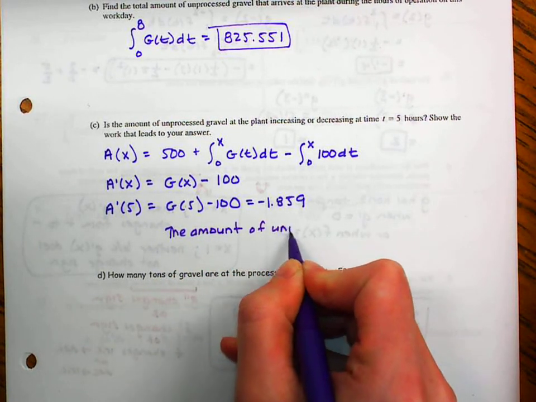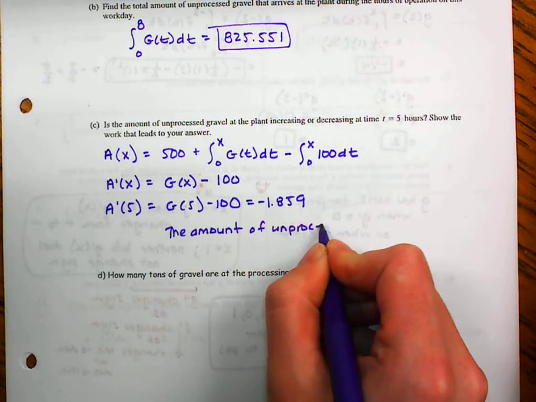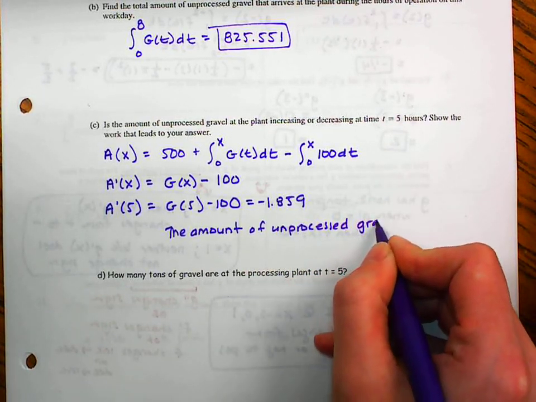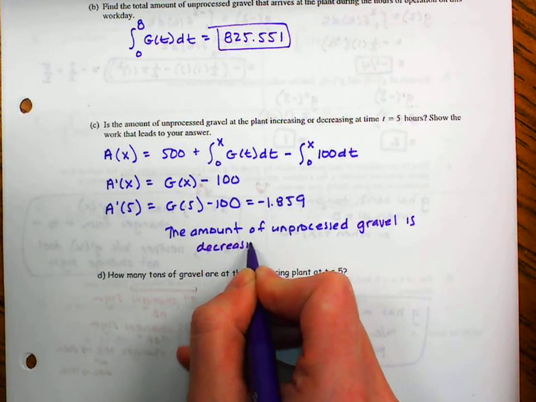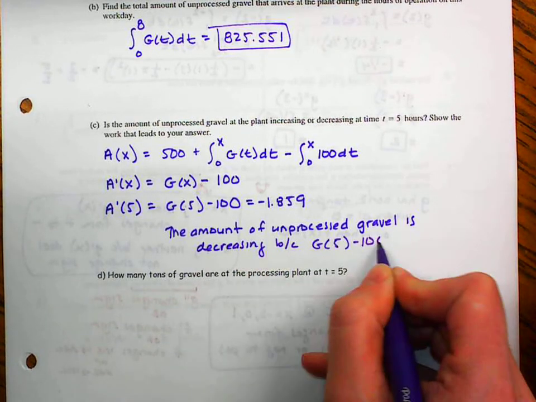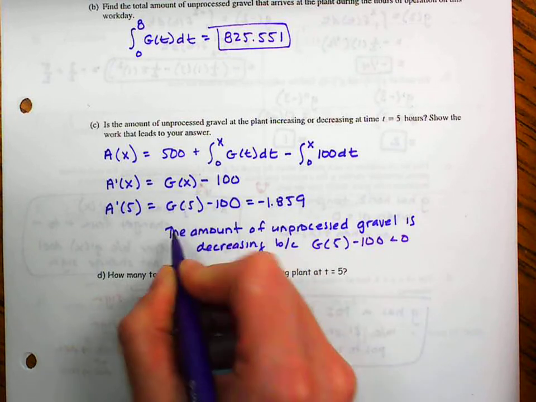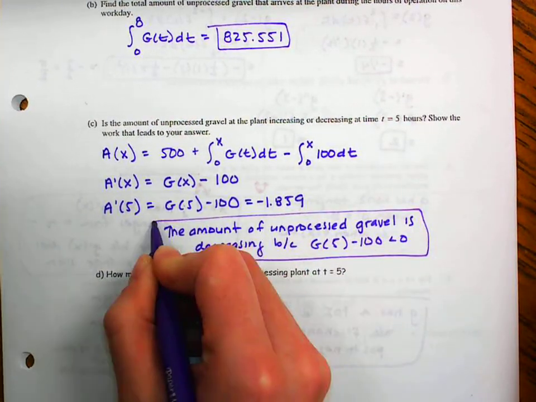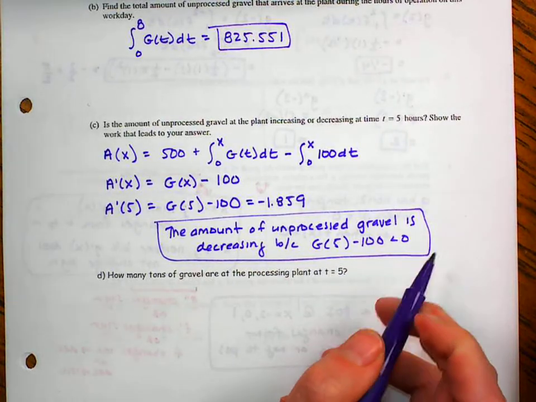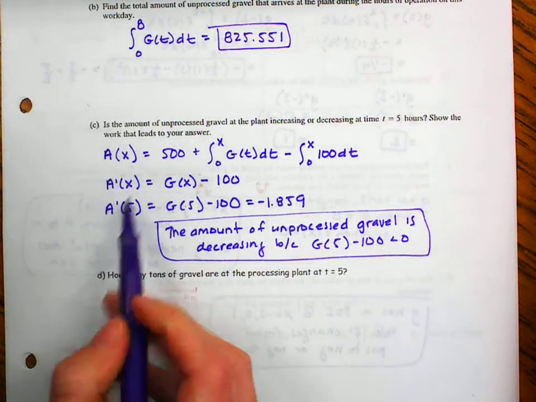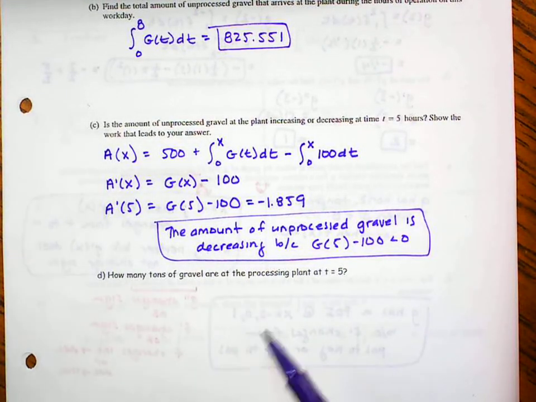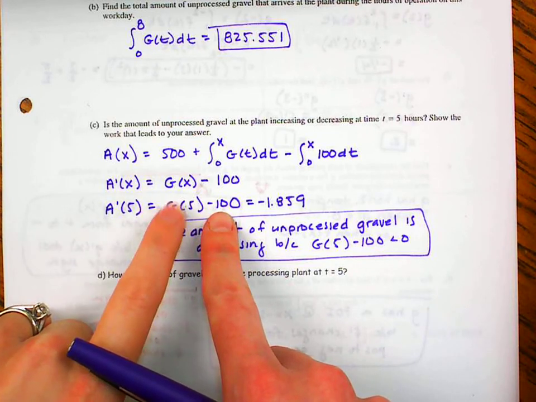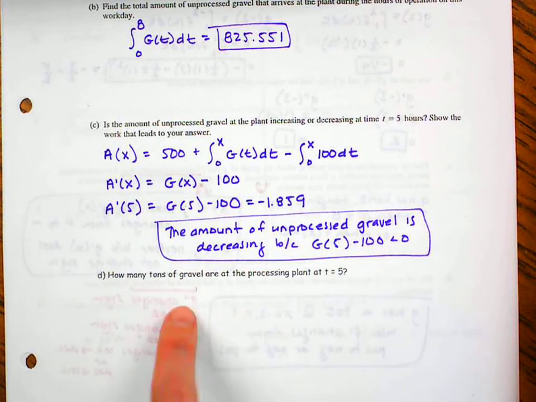So I can say the amount of unprocessed gravel is decreasing because minus 100 was negative. Now there's a couple different ways you could write this. You could say because G of 5 was less than 100. Because we've defined what A is, technically I think we can just say because A prime of 5 is less than 0, but I would use the information they gave you. I want to talk about the information that they've talked about, which is G and the 100, that rate of 100, okay?